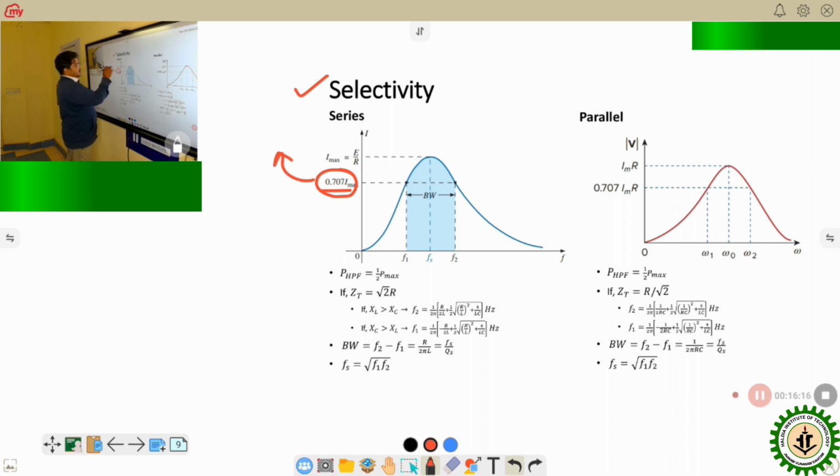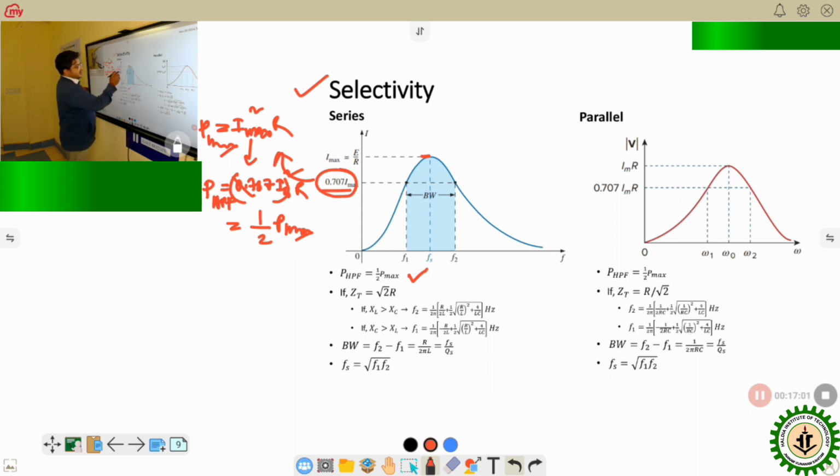And if we calculate the power from here, it becomes half of the maximum power. At the maximum, the power consumed is I max square R, that is the maximum power P max. Now if I make that current 0.707 of I max, then I square R becomes 1 by 2 times P max. Therefore, we can say that this particular point is the half power frequency point, meaning the frequency at which the power gets half of the maximum. Similarly, here also it is mentioned for the parallel resonance circuit.